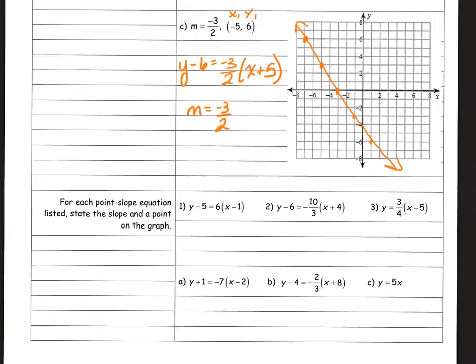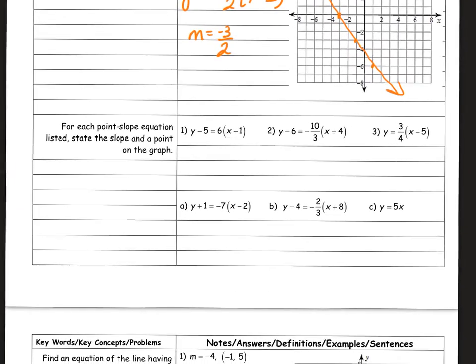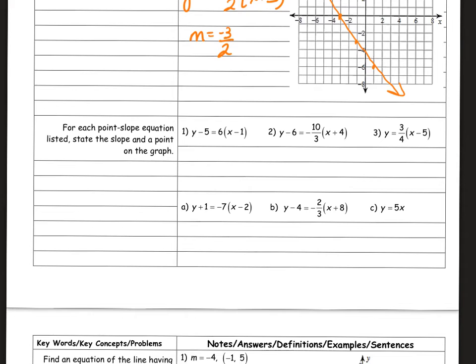So here's our next set of problems. It says for each point slope equation listed, state the slope and a point on the graph. So they want me to go backwards this time. They've given me the equation. Instead of starting with the slope and the point, they've given me the equation. They want me to pull the slope and the point out.